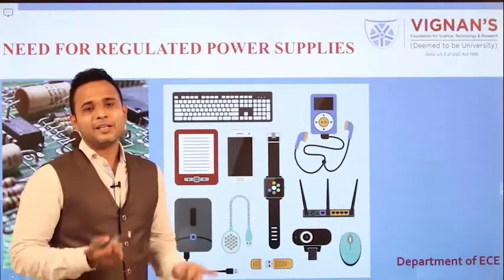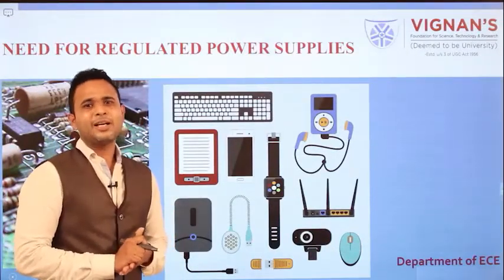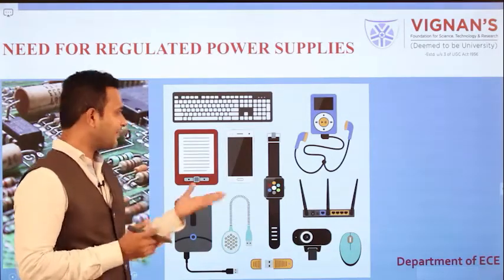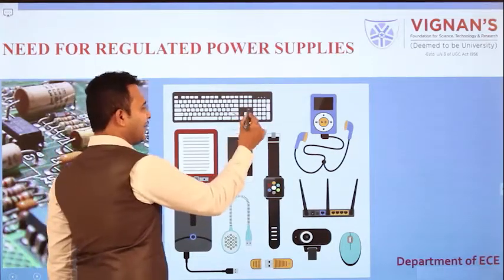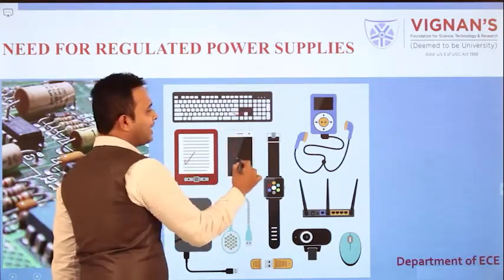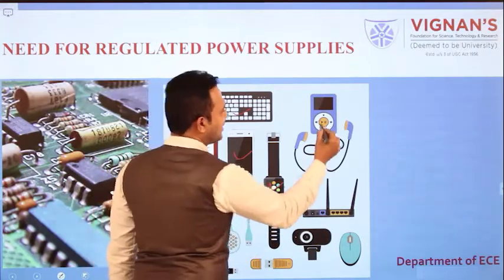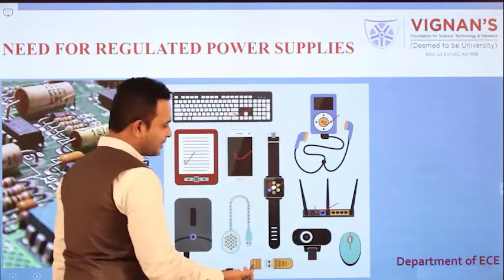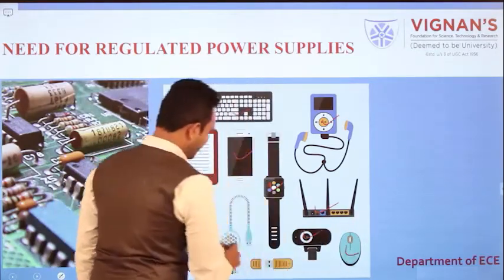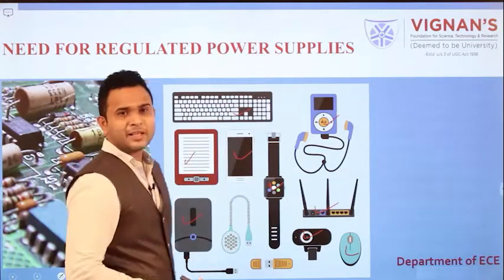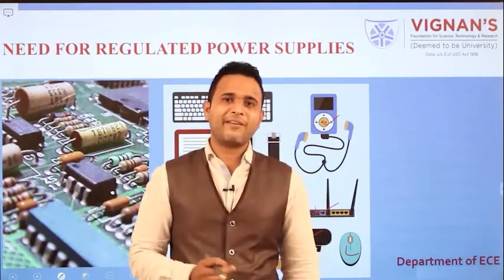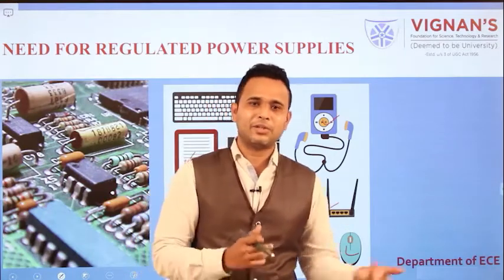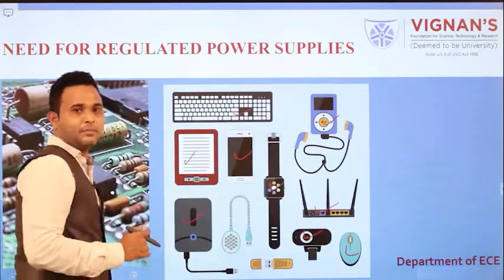Right. So where are we using rectifiers? I already told that all our electronic devices work with DC only. So what are our electronic devices? Like wireless keyboards, iPads, mobile phones, smart watches, iPods, Wi-Fi network routers, cameras, mouse, and power banks. All of them work with DC only. But our available source is AC. Then we have to convert the available AC into DC. So that is our main motto.